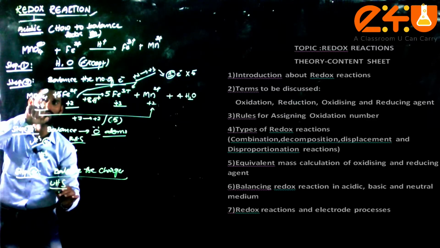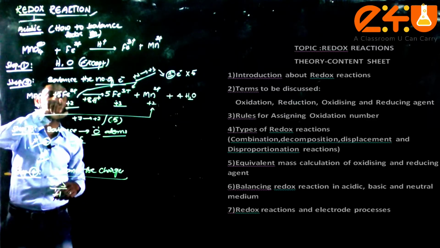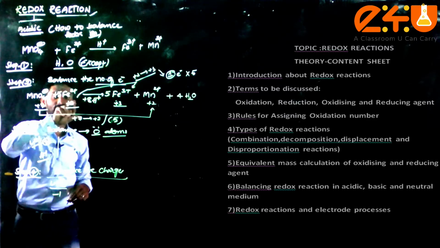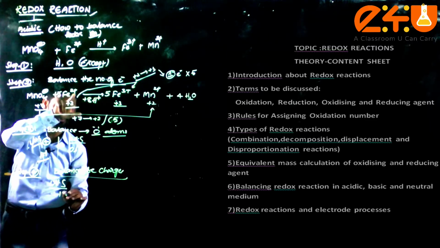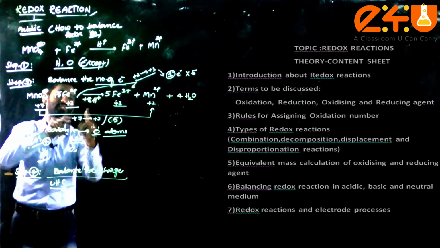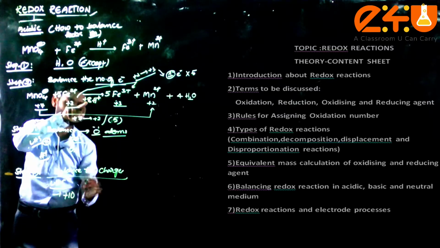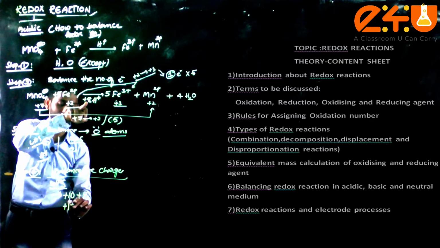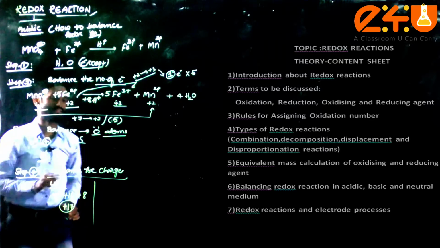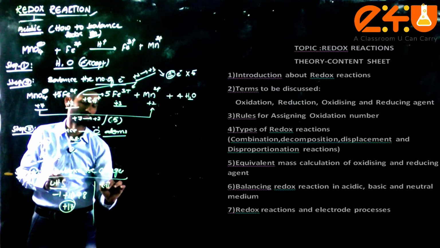Oxidation, what is the charge? -1. Here each ferrous ion is plus 2, how many moles? 5 into plus 2 is plus 10. Next, each H plus is plus 1, 8 into plus 1 is plus 8. Here 18, here -1. What is the charge, my dear students? Plus 17.